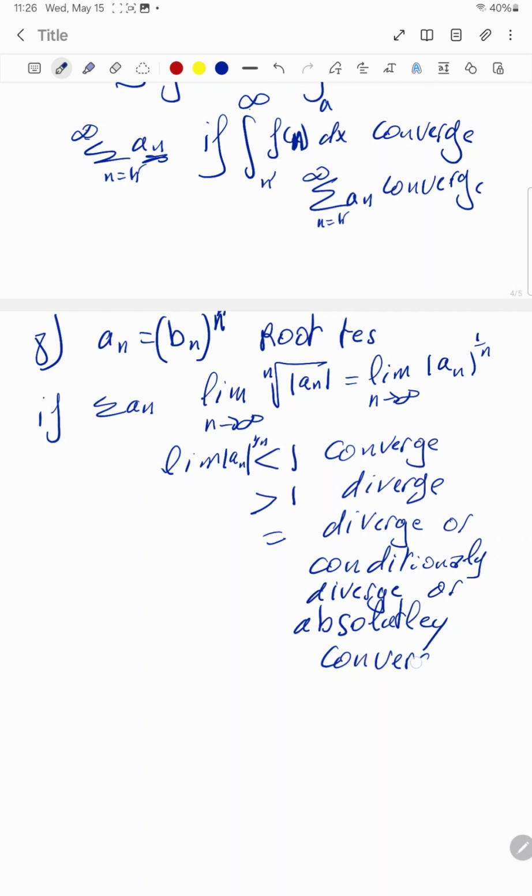all the tests and all the strategies, and we will apply them.